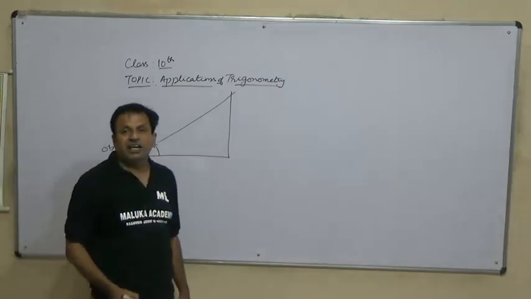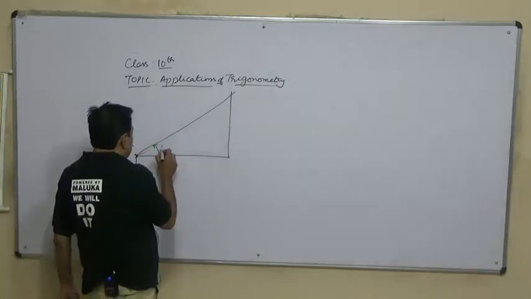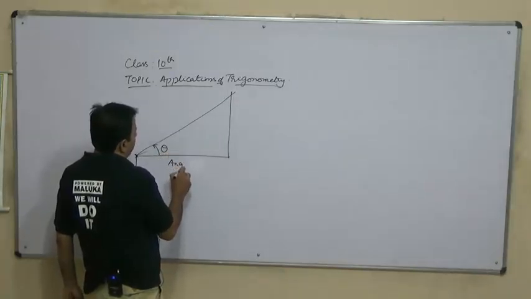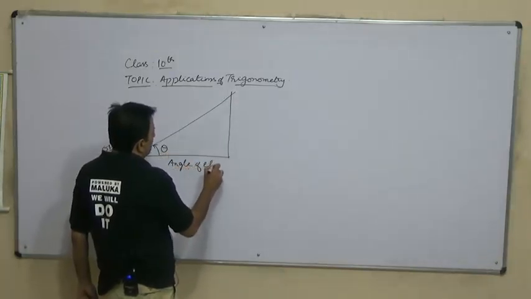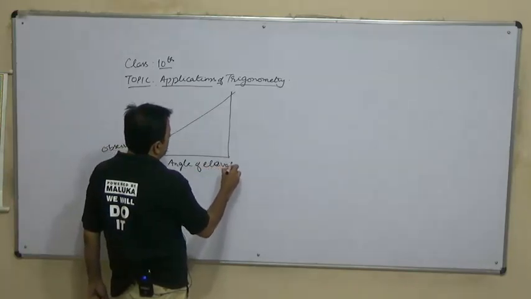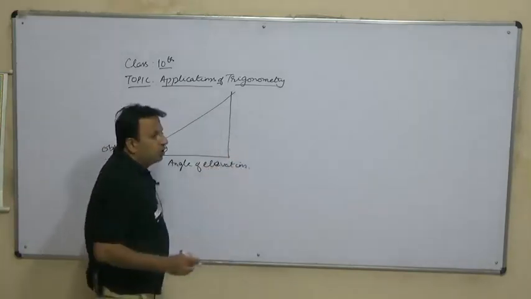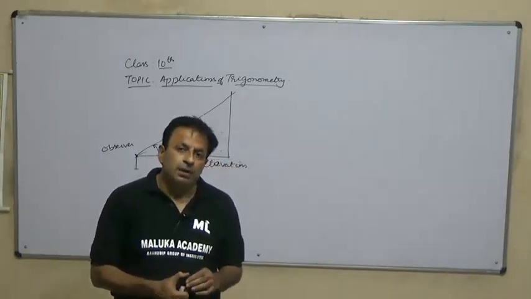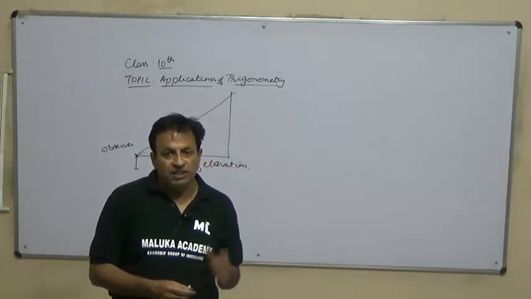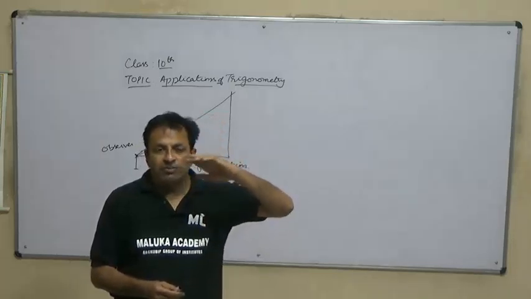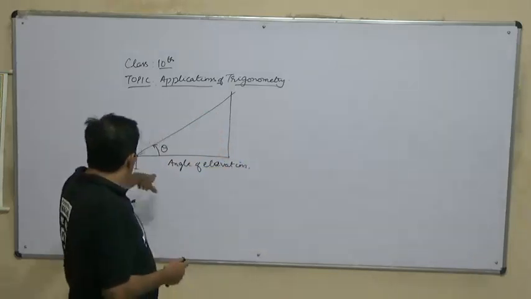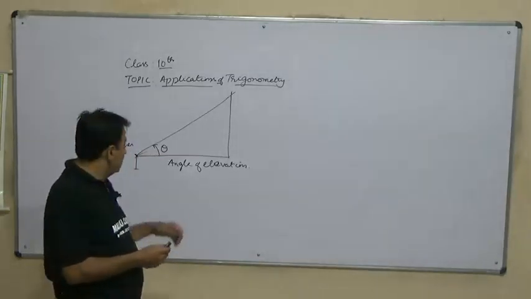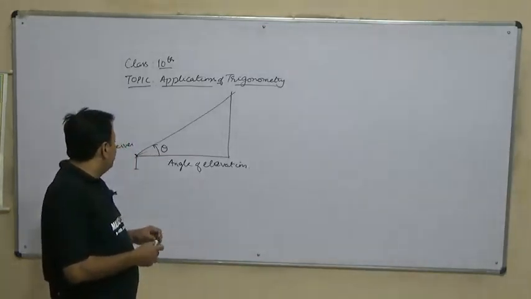When we raise our eyes, this is known as angle theta. Angle theta is the angle of elevation. When we raise our eyes to see some object which is above our normal height, the angle by which we raise our eyes is known as the angle of elevation.